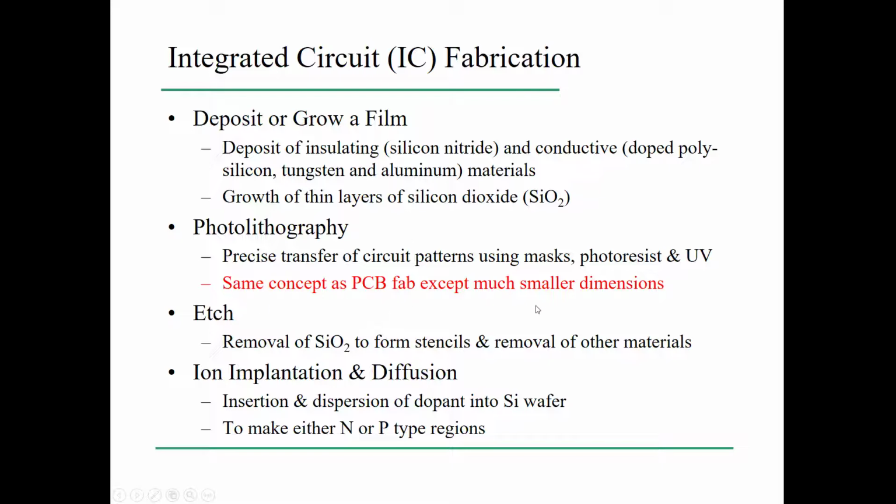And again, same concept as PCB fabrication, except at smaller dimensions. Okay, then there's an etching stage, which is used to do several things, removing silicon dioxide to form stencils, and also removal of these other materials, listed up here. Conductive materials like doped polysilicon, tungsten, and aluminum. And then there's the stage of ion implantation and diffusion, and this is to create the N or P regions which make up the transistor.